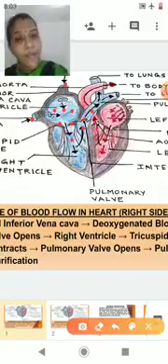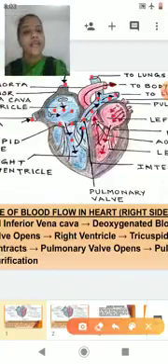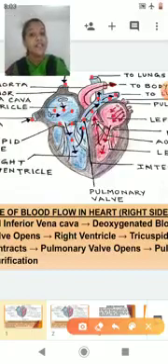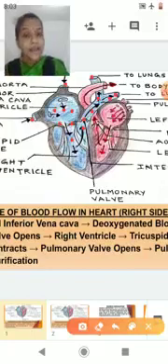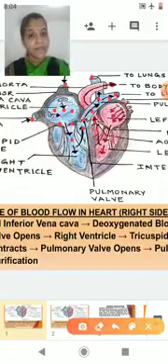This valve will open and the blood will enter into the pulmonary artery, and you can see it is dividing into two parts so that it can enter into the lungs on each side. So it will divide into two parts. So this was the course of blood flow on the right hand side of the heart.